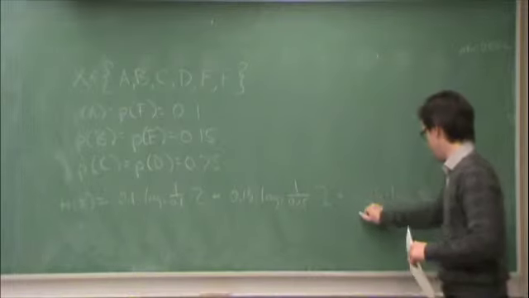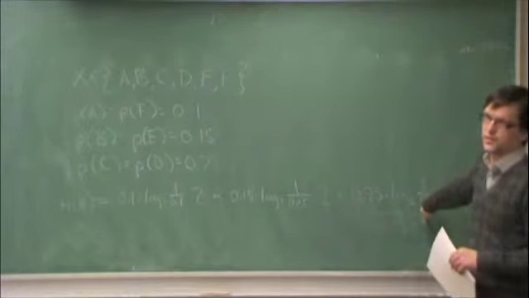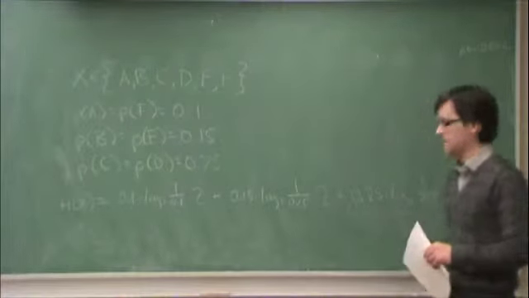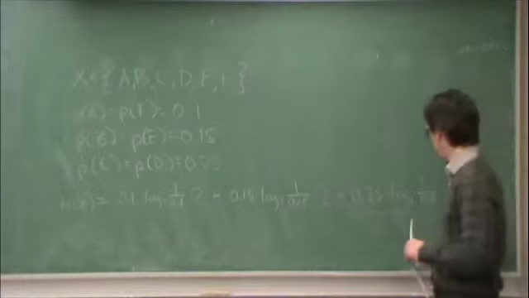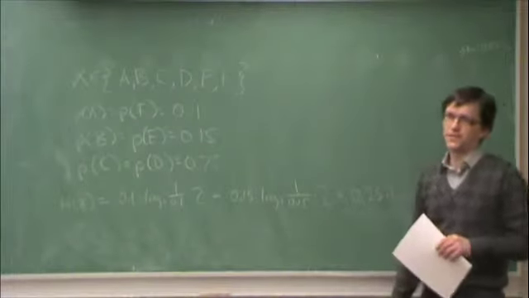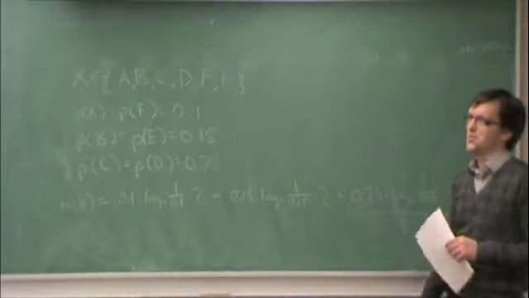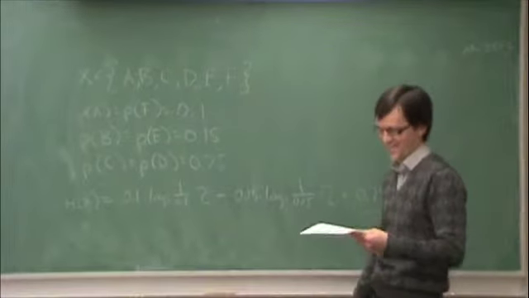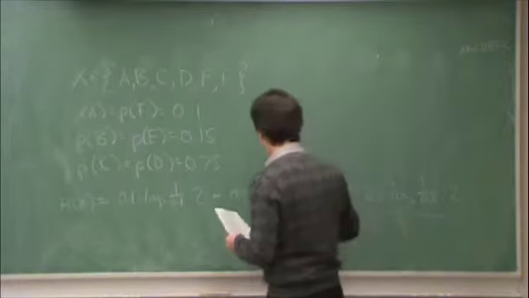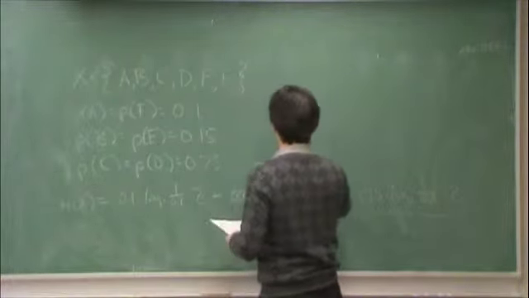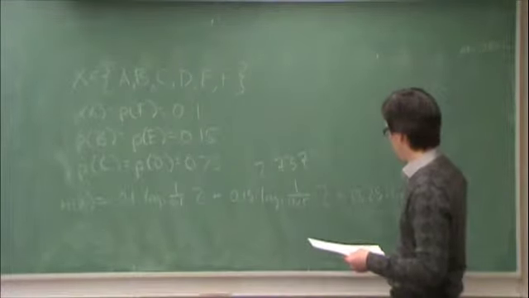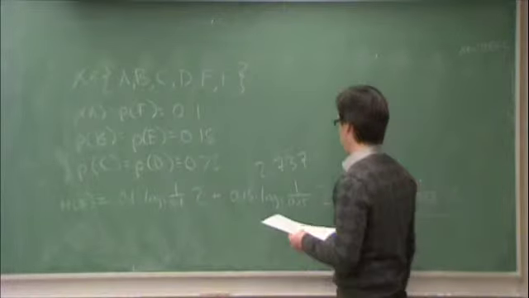Okay, what's this term? What's log 2 of 1 over 0.25? It's 2. 2 times 2 is 4, times 0.25 is 1. This is 1. What's log 2 of 1 over 0.15? Nobody knows, honestly. Just off the top of my head, it's 2.737. Thank you, MATLAB. Okay, 2.737 times 0.15.